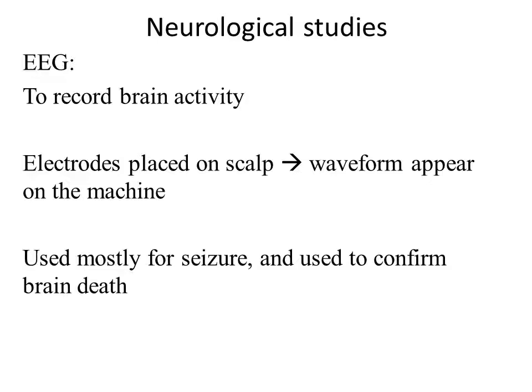EEG, electroencephalogram, is a test used to record the brain activity. Electrodes are placed on the scalp, and waveforms appear on the machine. It is used mostly to diagnose patients with seizure and to confirm brain death because it records the electrical activity of the brain.